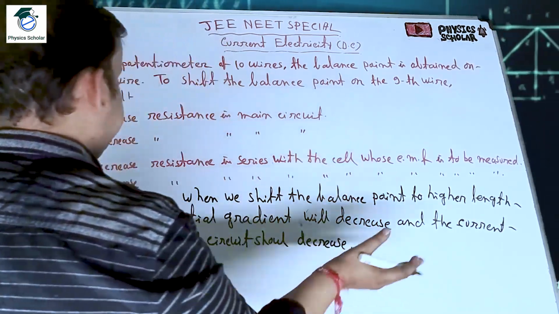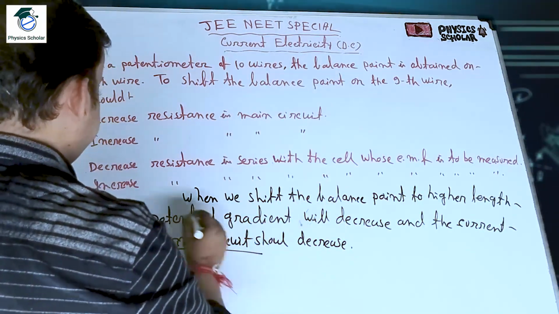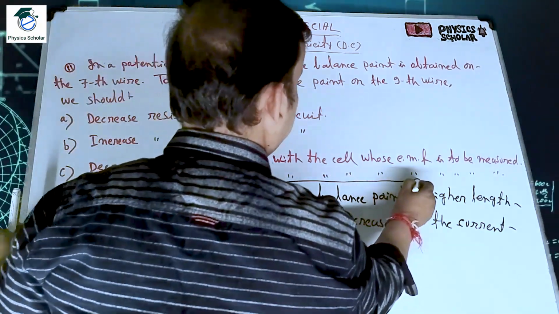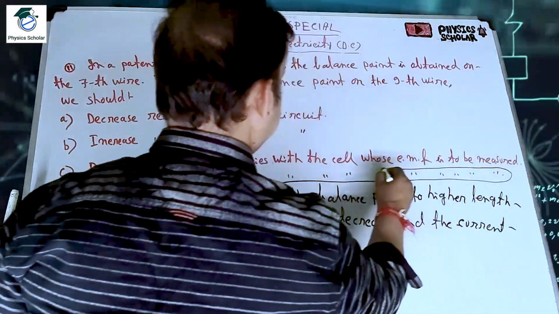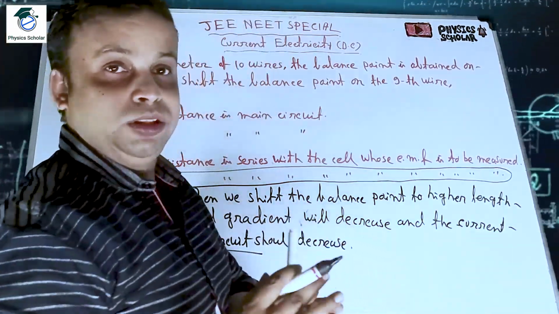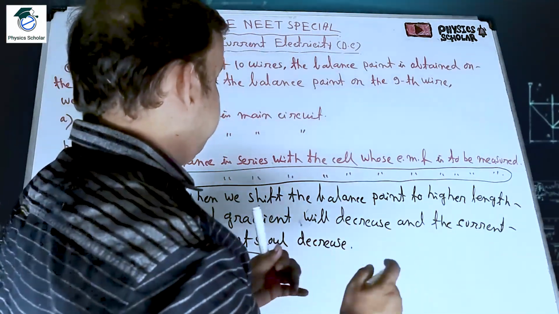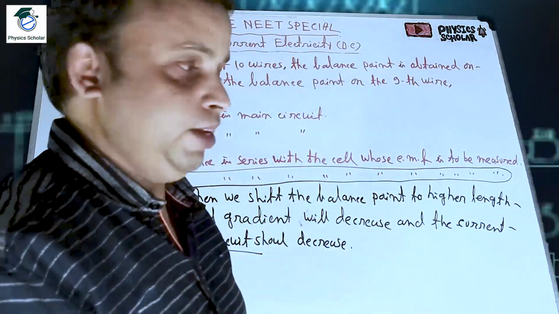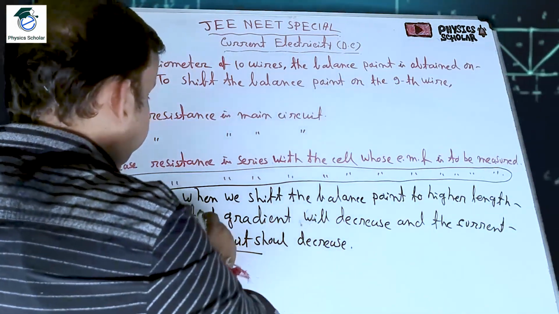So if we want to decrease the current in the external circuit, then what will happen? We have to increase the resistance in series with the cell whose EMF is to be measured. Clear? If we increase the resistance of the cell whose EMF is to be measured, then the current flow through the external circuit will decrease. Clear?